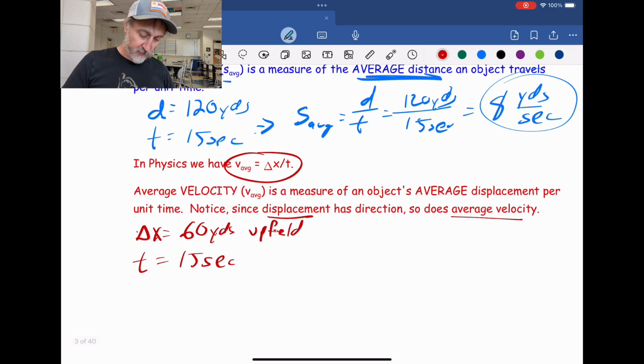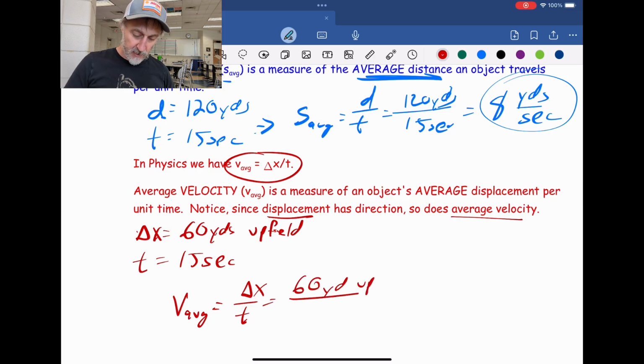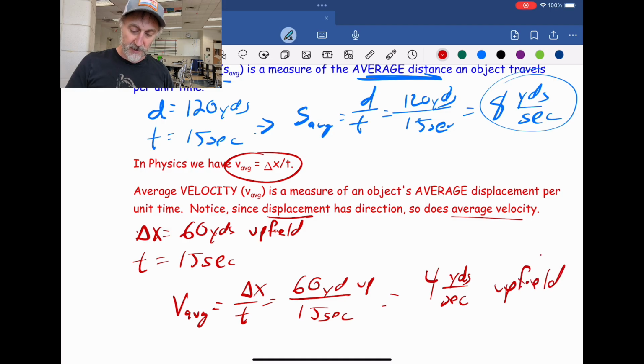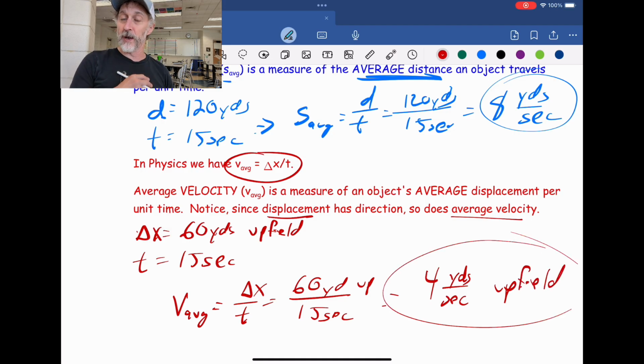So let's find his average velocity. V average is displacement over time. He went 60 yards upfield in 15 seconds. That means he went 4 yards per second up the field on average. So some seconds he went 8 yards up the field, some seconds he went 8 yards down the field, but he averaged 4 yards per second upfield.